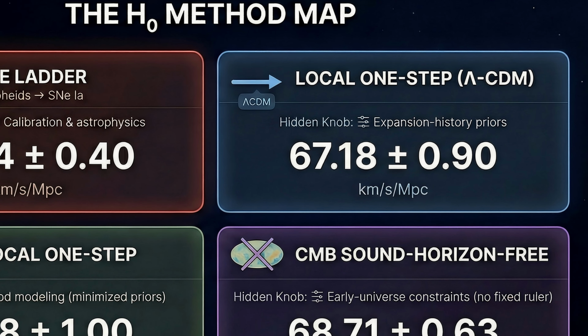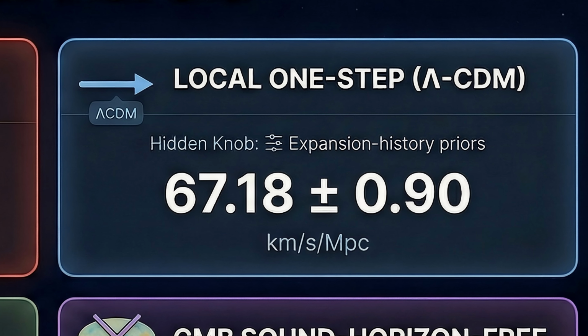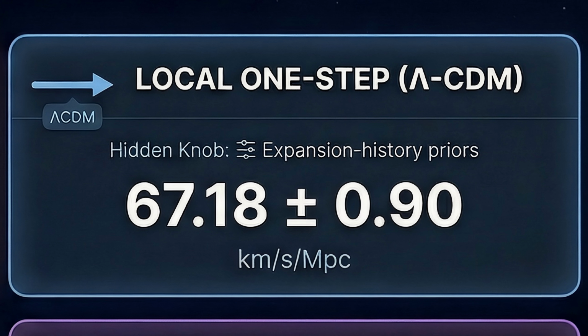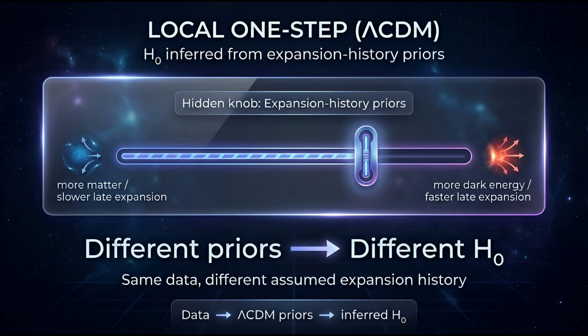Family 2. Local one-step measurements that assume ΛCDM. This category exists because many methods try to measure H0 without a long calibration chain. They want one step. Observe something. Infer H0. But here's the catch. A method can be local in the sense that it uses low redshift data and still be model-dependent because it assumes the standard expansion history, ΛCDM, when converting observations into H0.